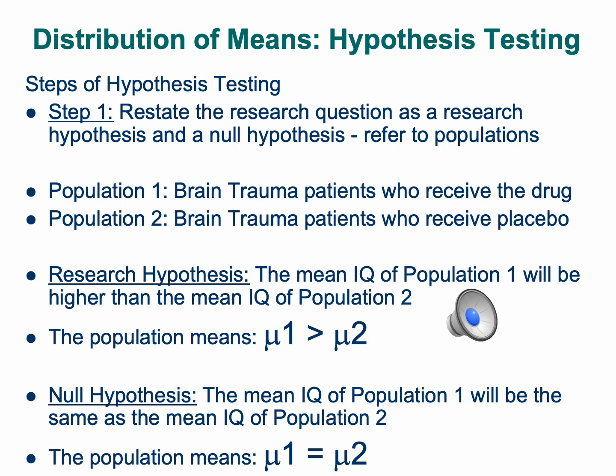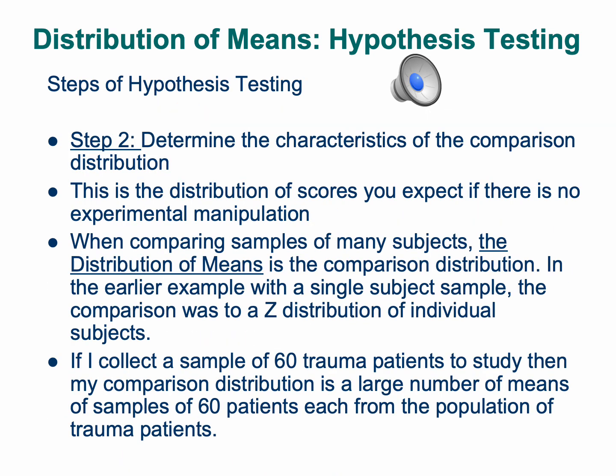My null hypothesis is the mean IQ of population 1 will be the same as the mean IQ of population 2. So here the population means mu 1 will equal mu 2. So if I don't have an effect for my drug, the population means are the same. That's the null hypothesis.